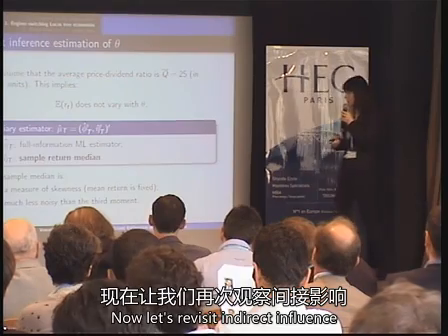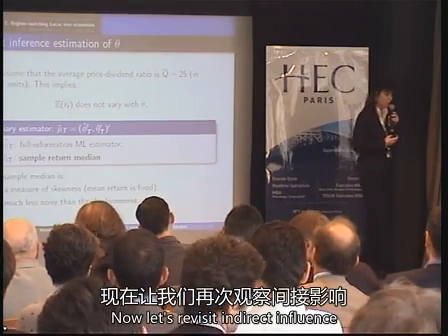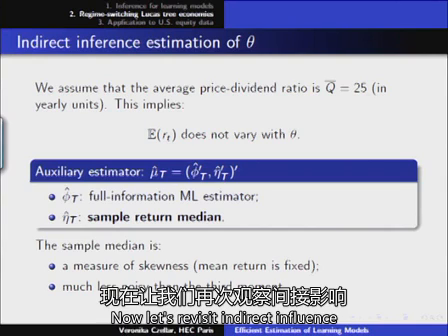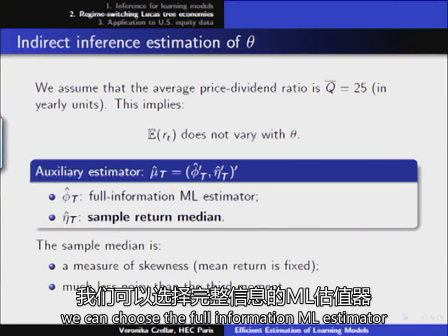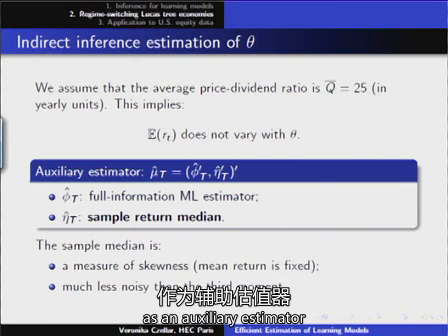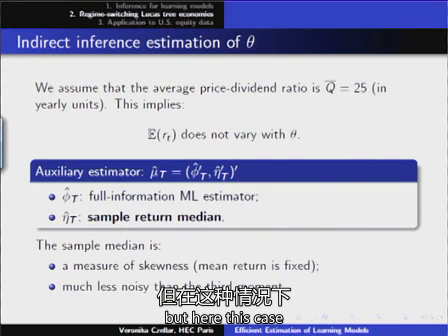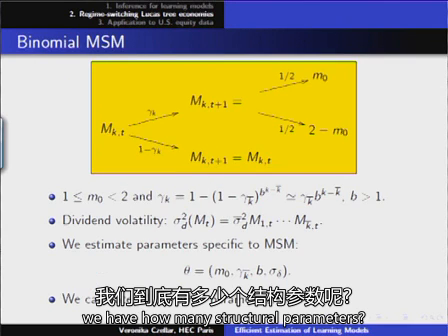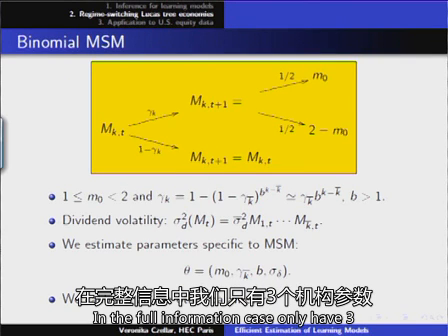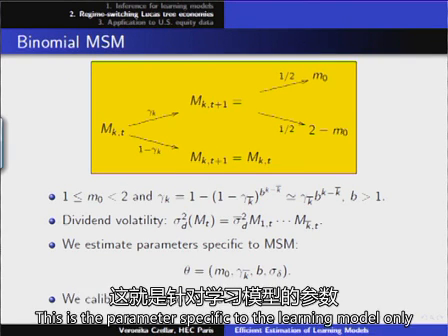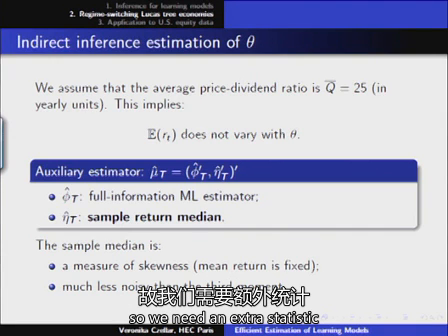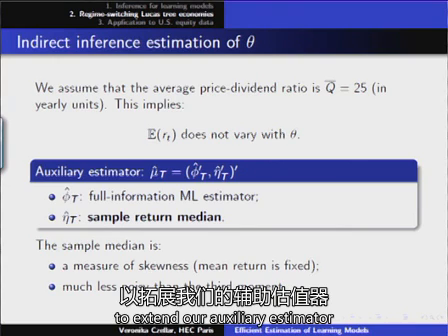Now, let's revisit indirect inference. We said that we can choose the full information maximum likelihood estimator as auxiliary estimator. But how many structural parameters do we have in this case? We have 4, and in the full information case, we only have 3. Sigma delta controls for information quality, and this is the parameter specific to the learning model only. So we need an extra statistic to extend our auxiliary estimator.